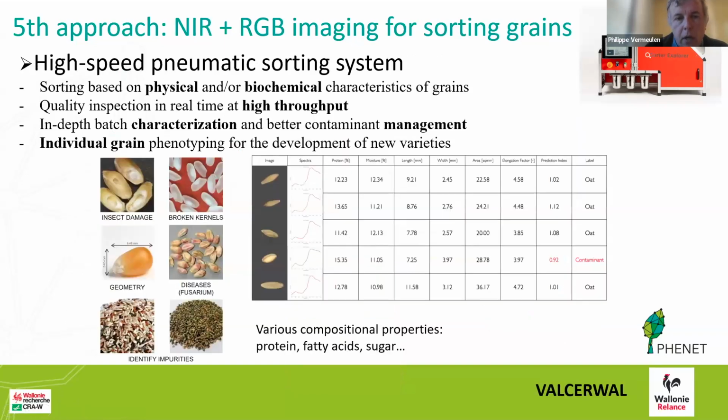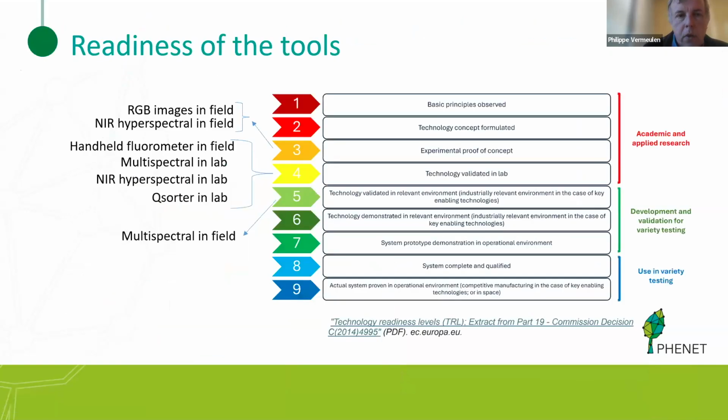For example, here you have different topics. You can make a sorting based on the morphological data, but also based on the biochemical characteristics, such as the protein content. At this stage, you can see here the technology readiness levels of those different systems. And what we will try to do is to improve this TRL level in the PHENET project.